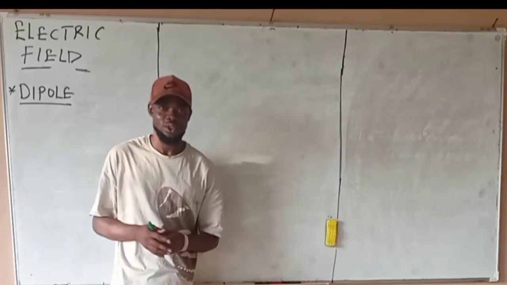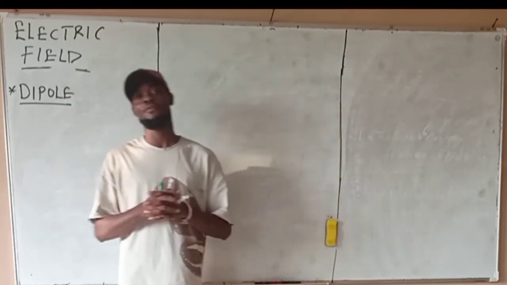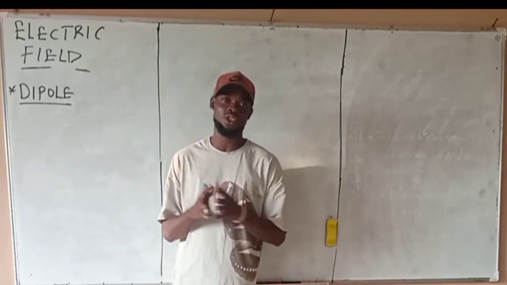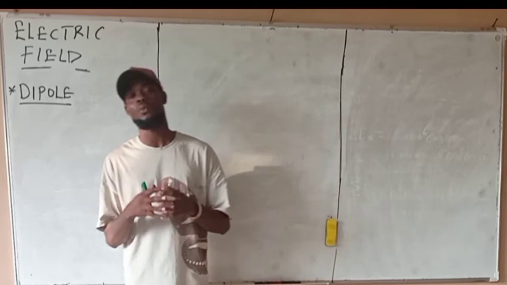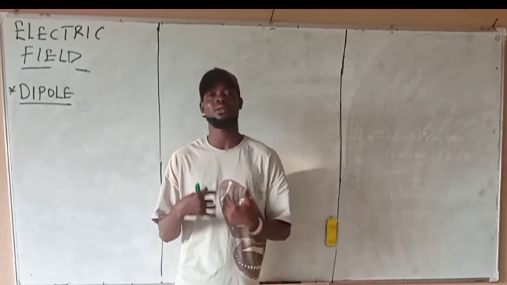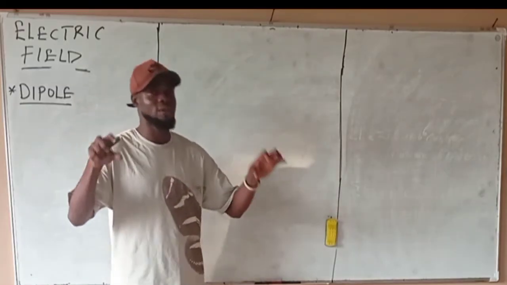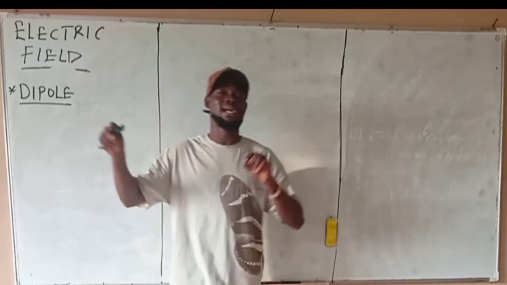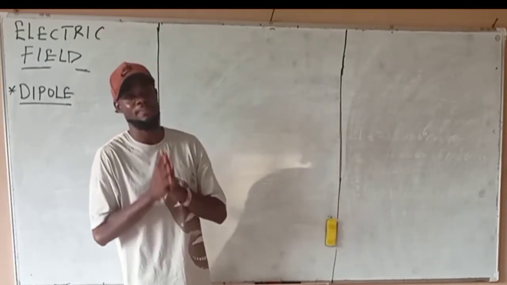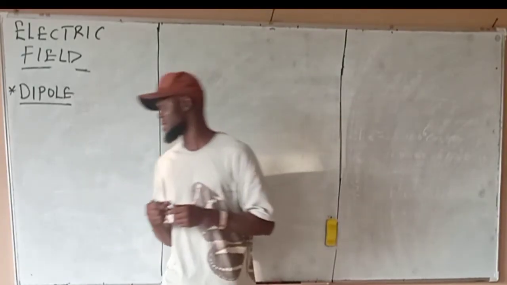Alright, electric field due to a dipole. Now, in electric physics, we have what we call a dipole. What do we mean by a dipole? A dipole is just a pair of equal and opposite charges. We have two charges whose magnitudes are the same, while their signs are opposite. So a dipole is a pair of equal and opposite charges separated by a distance.